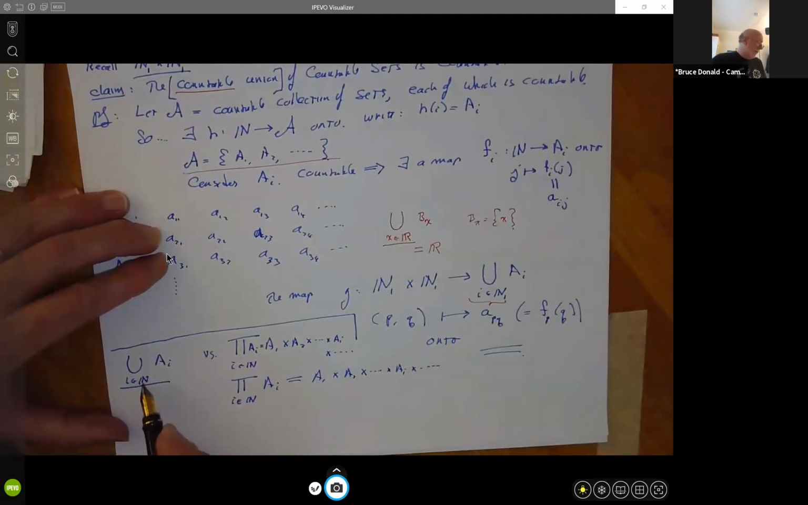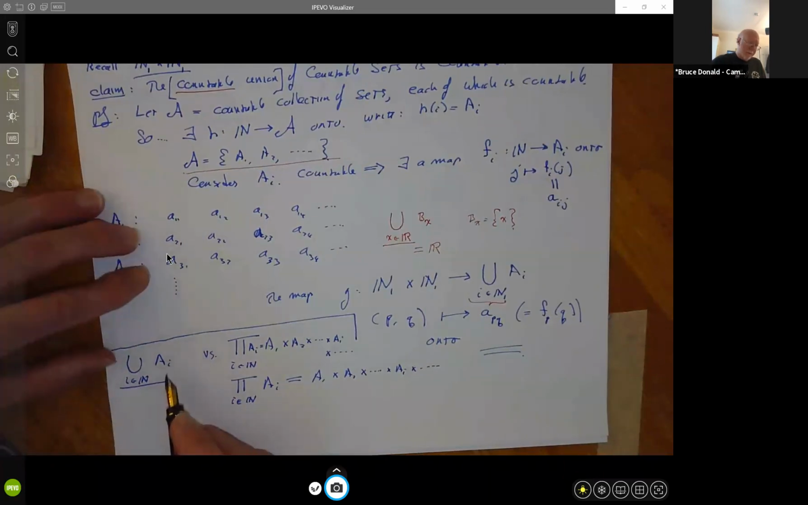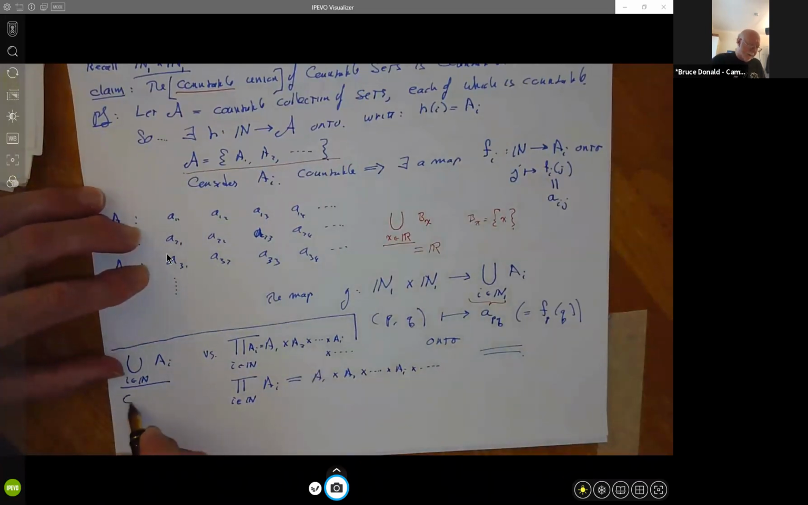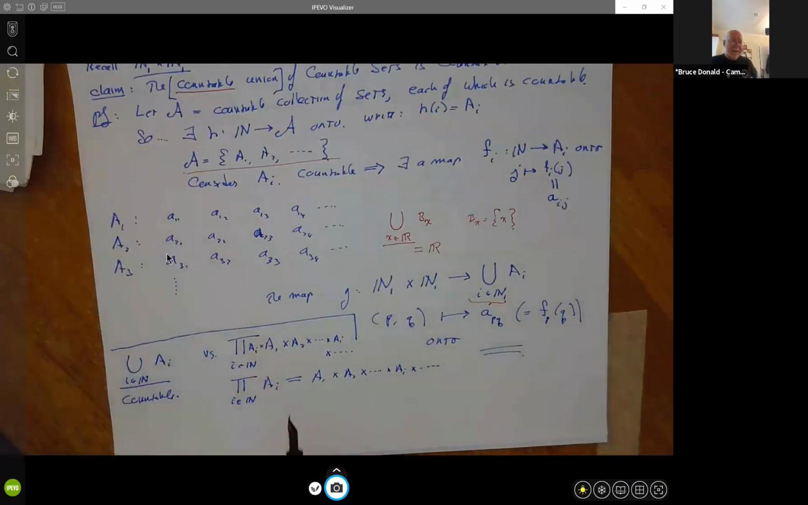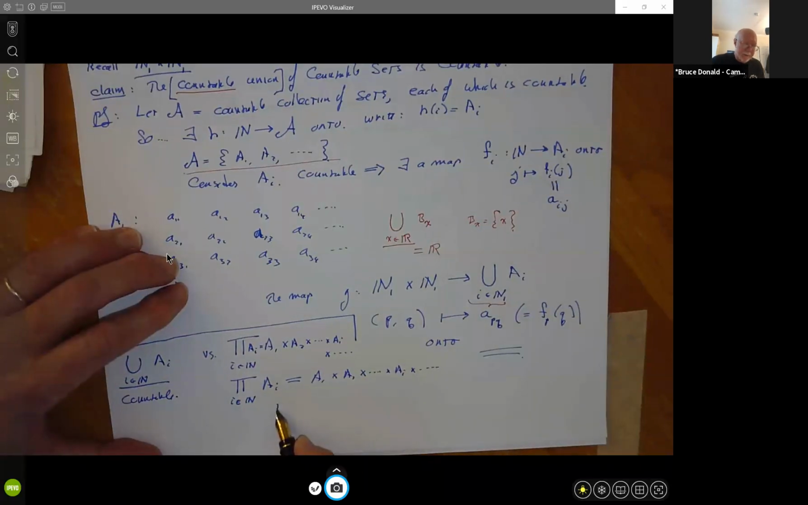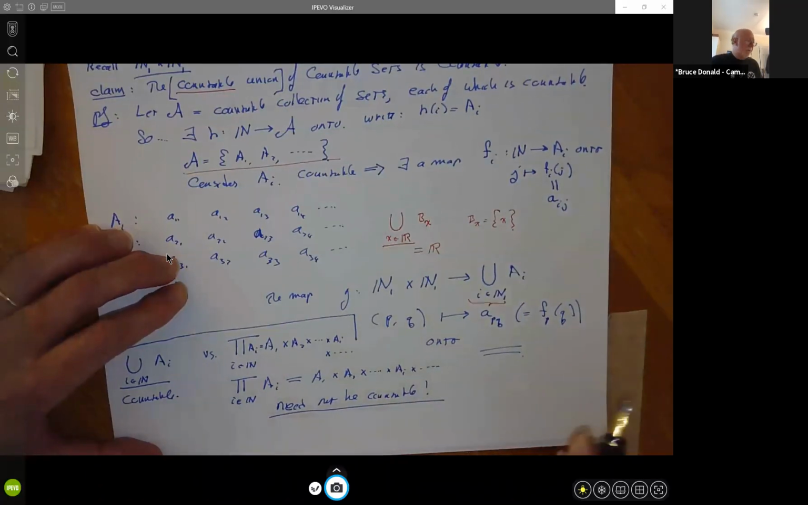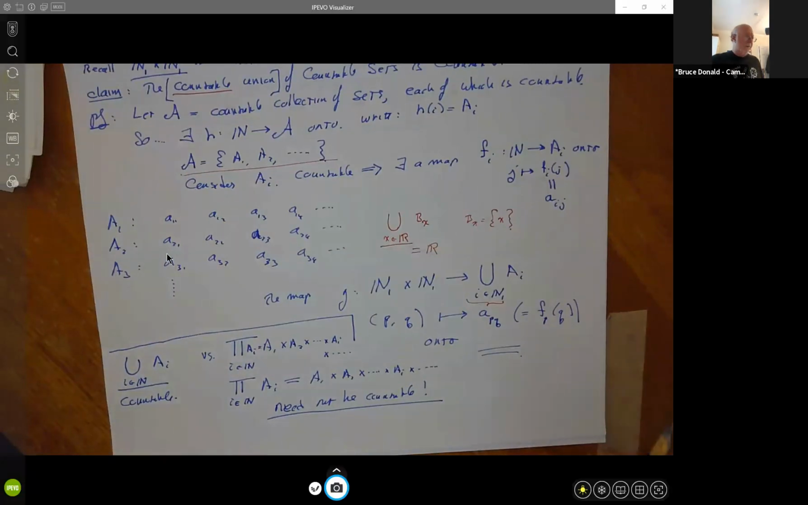Here's the thing: the countable union of countable sets, as we've just discussed, is countable. Here we have another beast. We have the countable product of countable sets. This need not be countable. Now, I'm not going to prove that in lecture. I've given you lecture notes on it, and you can look at it.